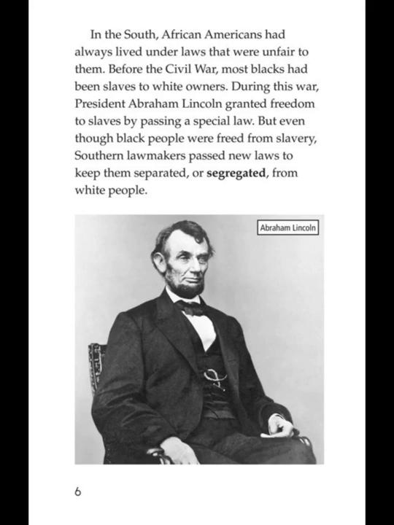In the South, African Americans had always lived under laws that were unfair to them. Before the Civil War, most blacks had been slaves to white owners. During this war, President Abraham Lincoln granted freedom to slaves by passing a special law. But even though black people were freed from slavery, Southern lawmakers passed new laws to keep them separated or segregated from white people. This is President Abraham Lincoln.